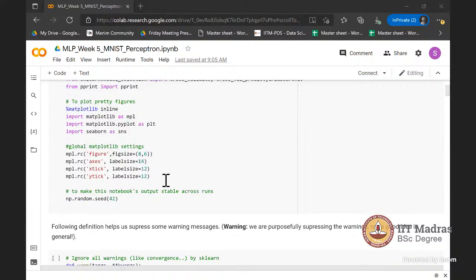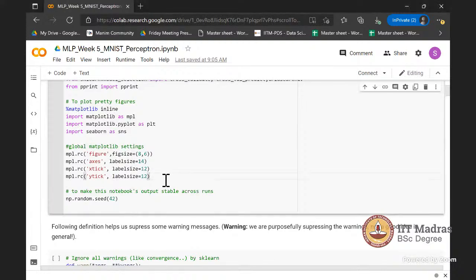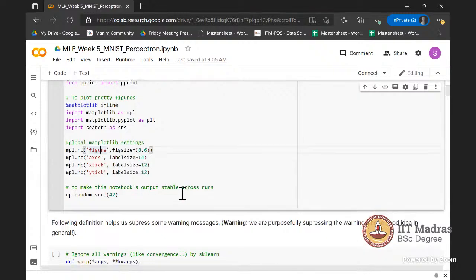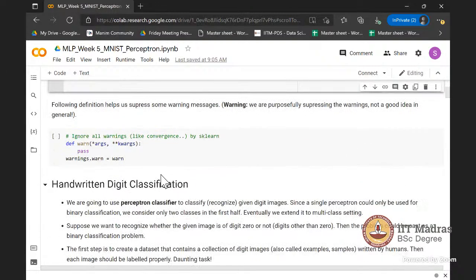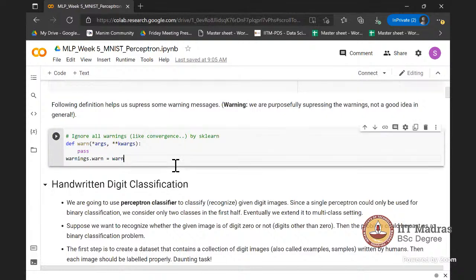There are some global settings applied for all the plots. So setting the figure size to 8,6: if you don't provide any figure size, this is the figure size that will be used. And setting the size for X and Y labels as well as the ticks. And this code snippet is turning off all the warnings that you might get while training or executing code.